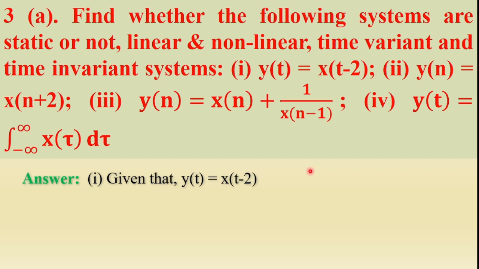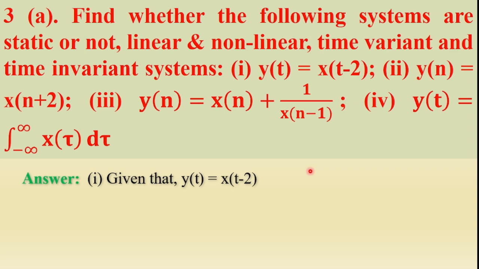We know that if the output of the system at any time depends on present values of the input but not on past and future values of the input, then the given system is said to be static system. This is the statement of the static system. Otherwise, it is said to be dynamic system.